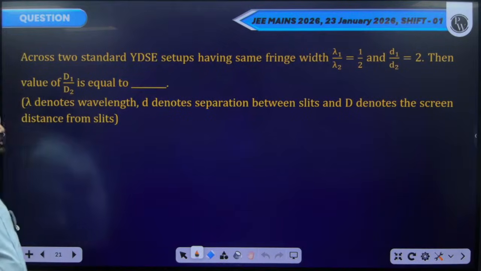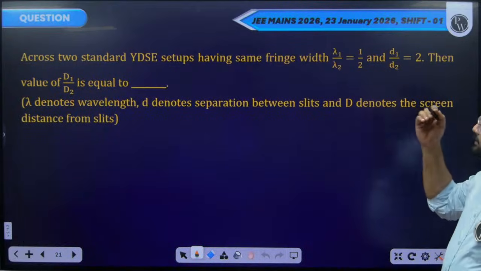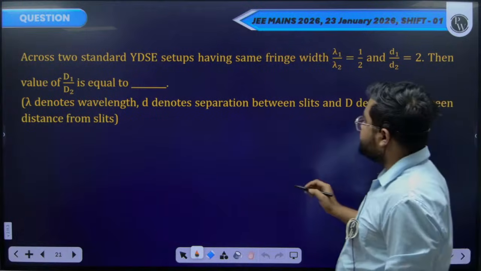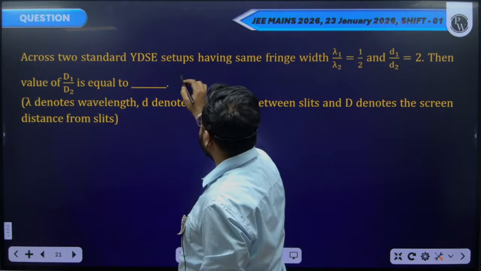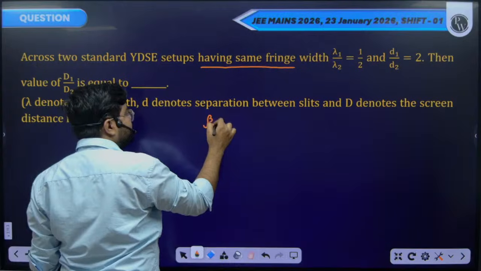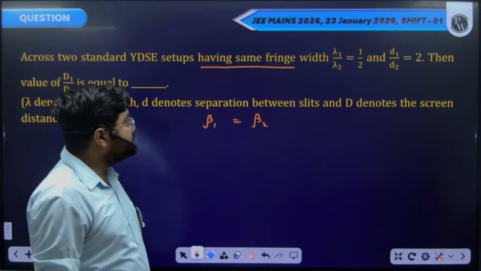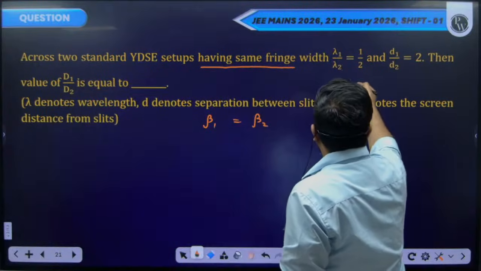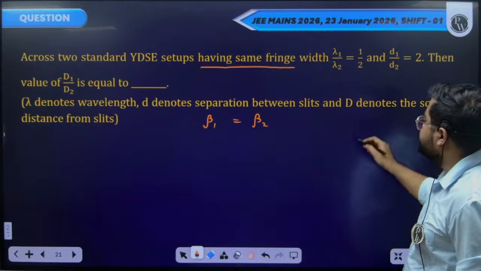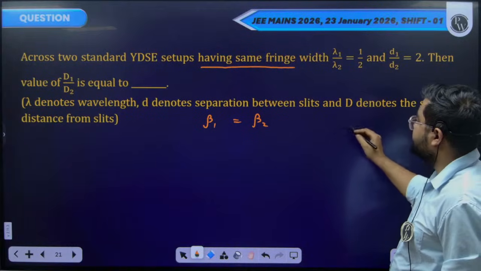So this question is from wave optics. Please read the question once. So two standard YDSE setups having the same fringe width. So I can say beta 1 fringe width is equal to beta 2. They have the same fringe width. Lambda 1 by lambda 2 and d1 by d2 are given. What is capital D1 by capital D2? Small d is the separation between the slits, capital D is the distance between the slits and the screen.